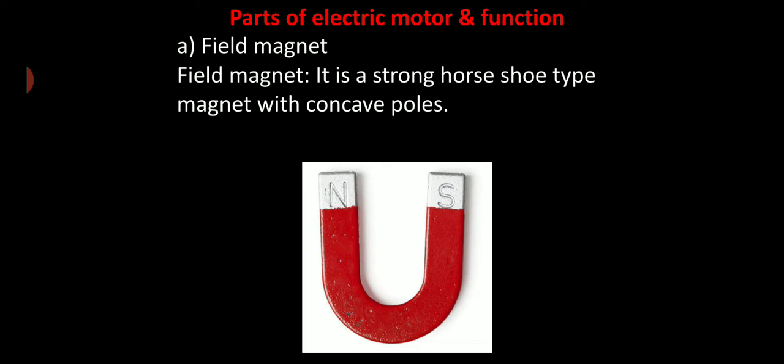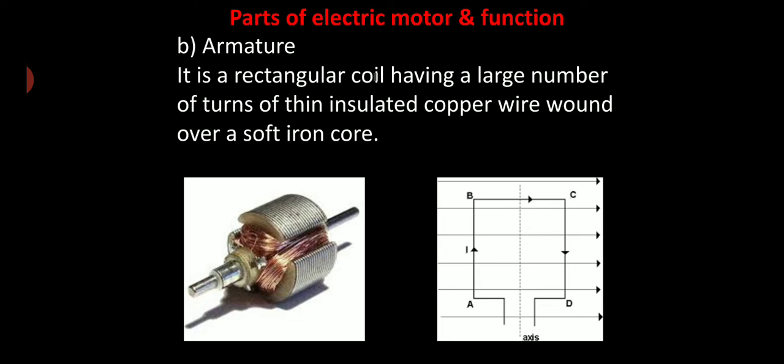Now, let's discuss the parts of this motor. First one is what? Field magnet. Field magnet is a strong horseshoe type magnet with concave poles. Then the second one is armature, that is the rectangular coil ABCD, having a large number of turns of thin insulated copper wire wound over a soft iron core. That is called armature.